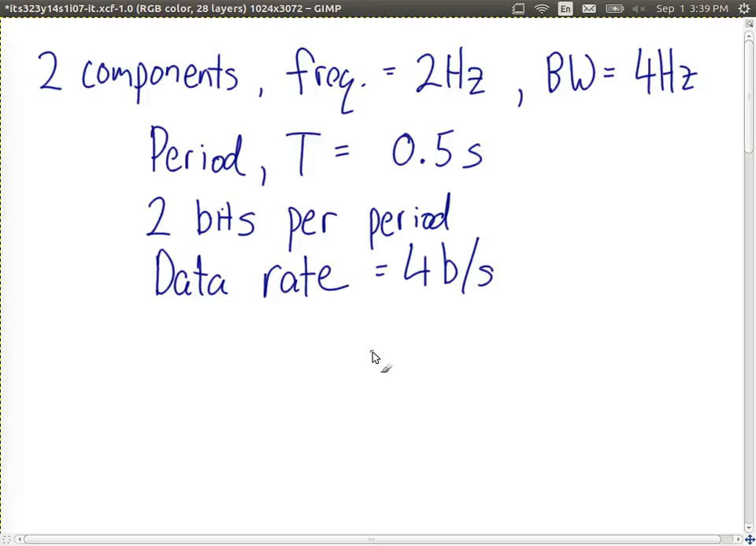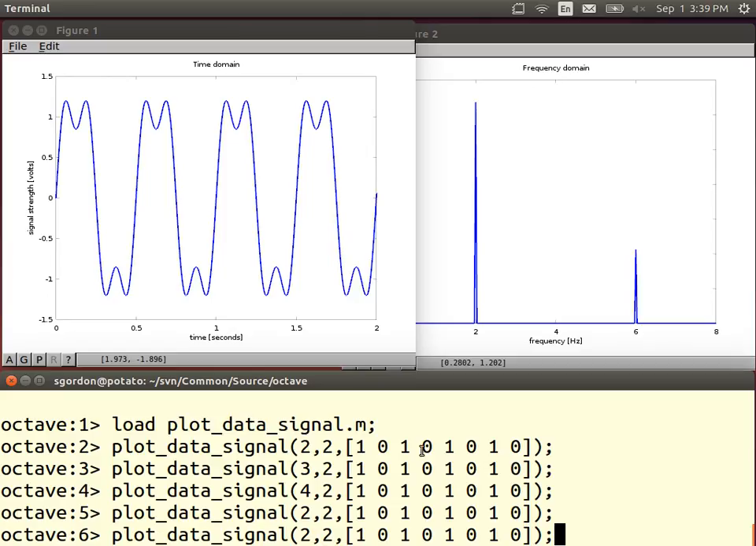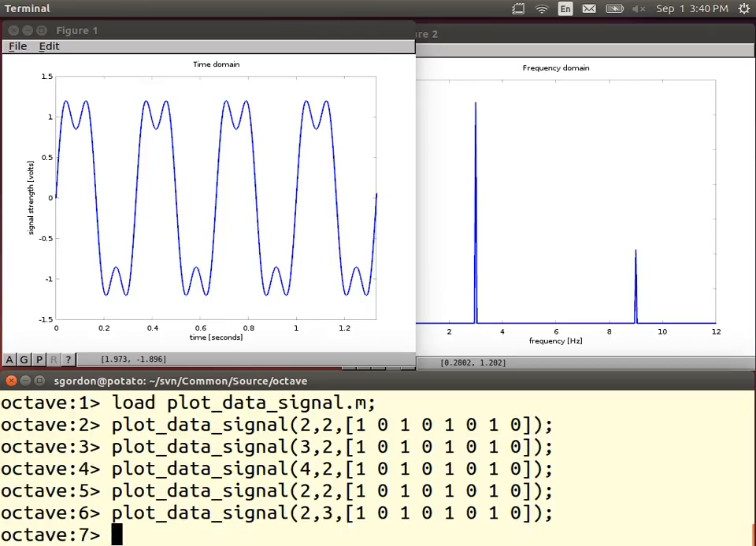Let's try some other values and see the relationship between some of these characteristics. Let me change the frequency. Same sequence of data, two components, frequency of 3 hertz. Two components, frequency of 3 hertz, bandwidth of what? It goes from 3 up until 9, 6 hertz. So a bandwidth of 6 hertz. We'll write that down in a moment.